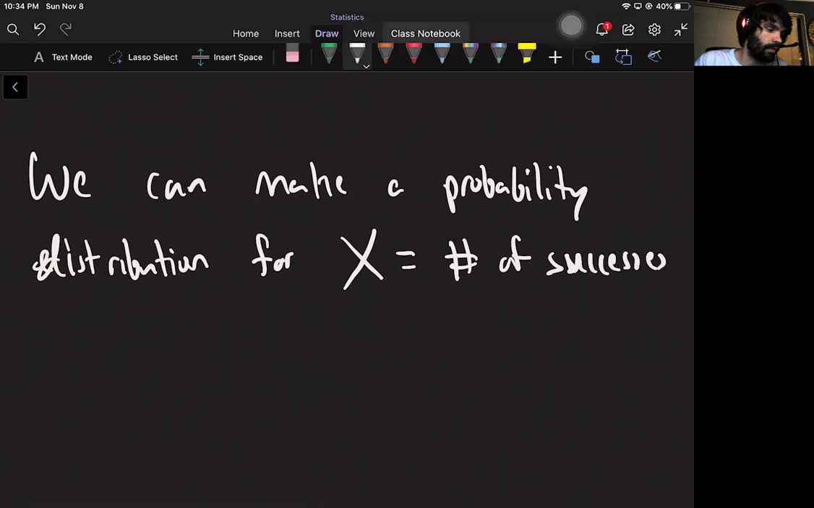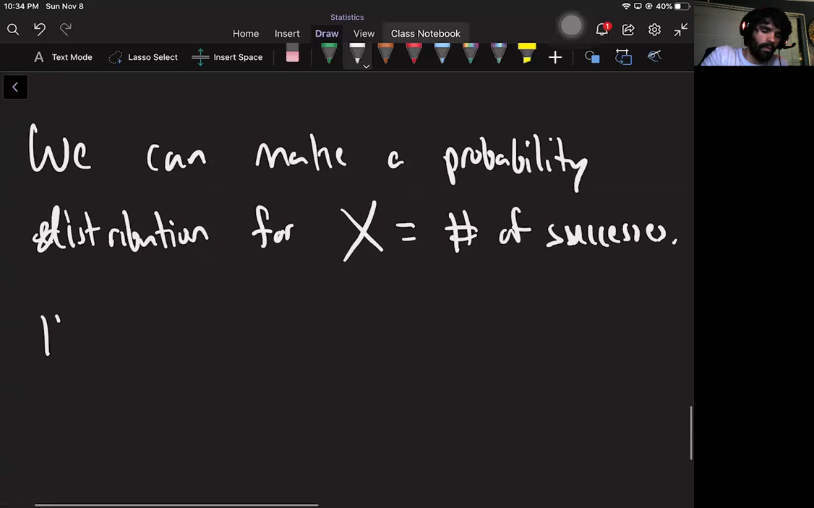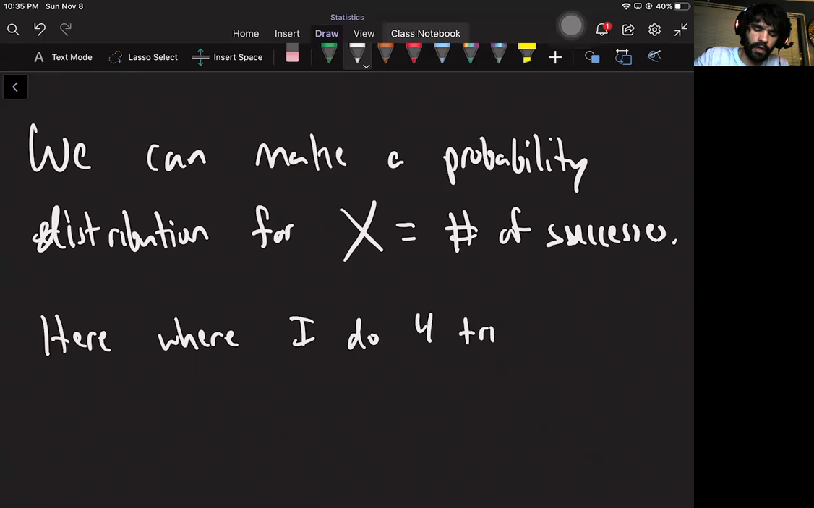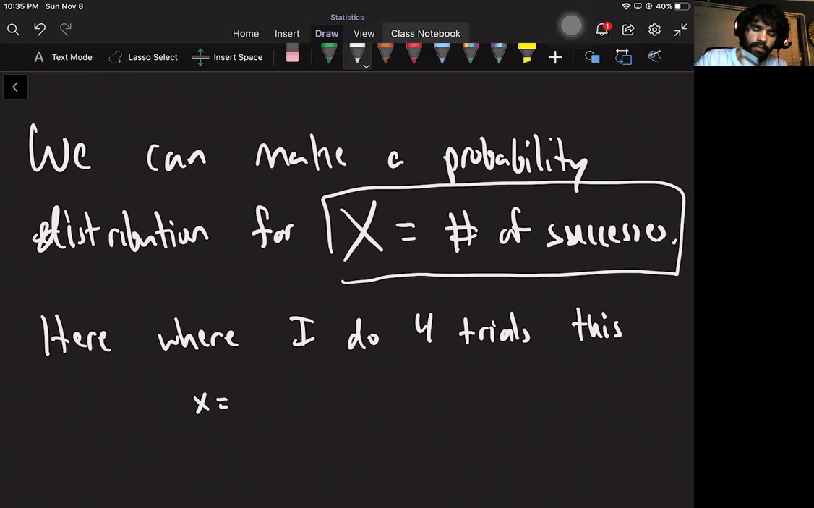And so in this example, if I try to make 4 free throws, that means I'm doing 4 trials. This means that my random variable can take which values? What can little x be? What numbers can this be? Well, if I'm trying 4 times, I can either make 0 shots, I can make 1, I can make 2, I can make 3, or I can make all 4.